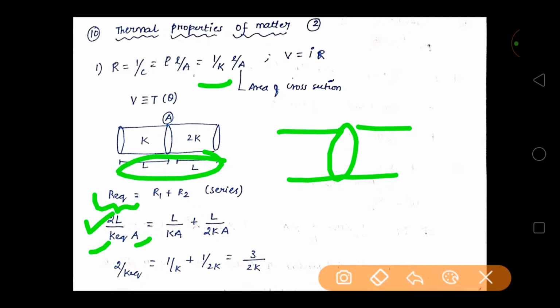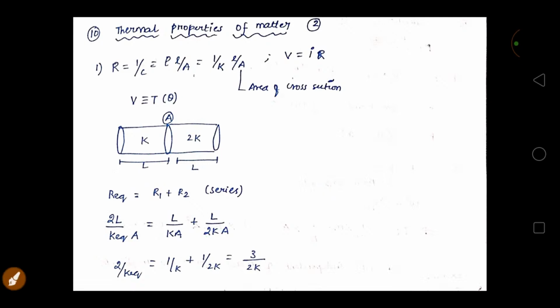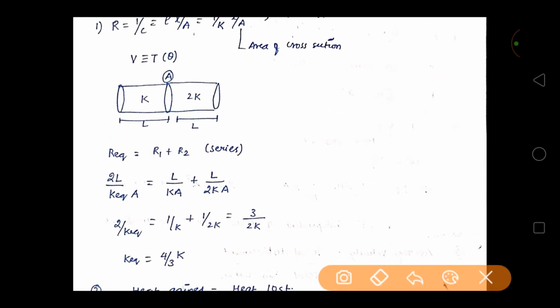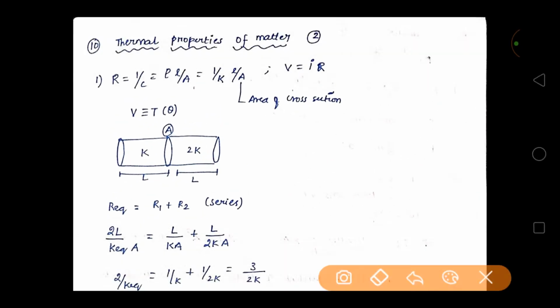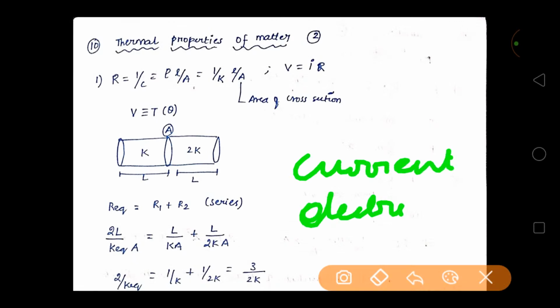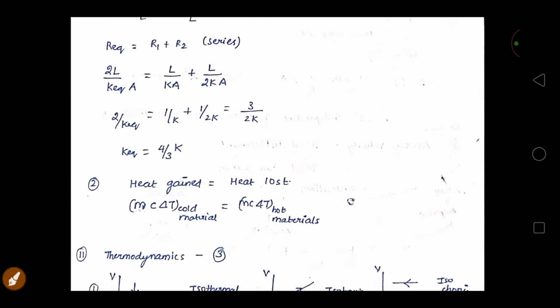Length means 2L, right? So for R1, for the first part, length is L by K into A. Area of cross section is again A. The next part is also length L, but what is K? 2K, so 2K into A, right? So we can strike out all L and A. So 2 by K equivalent is equal to 1 by K plus 1 by 2K. From this we can find K equivalent simply. So simple. If you know the formula of current electricity, you can simply employ it here. Nothing new to learn. We are just making a copy of current electricity concepts.